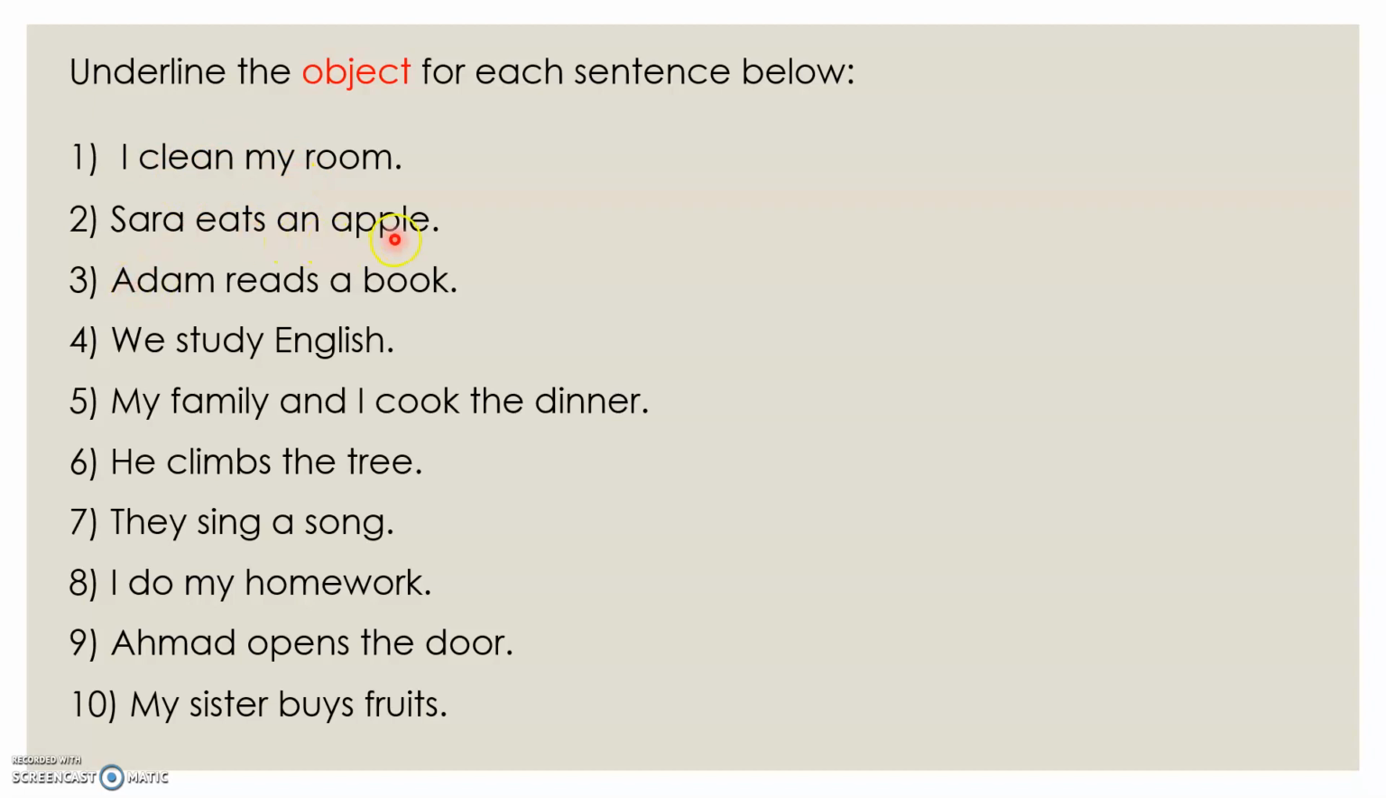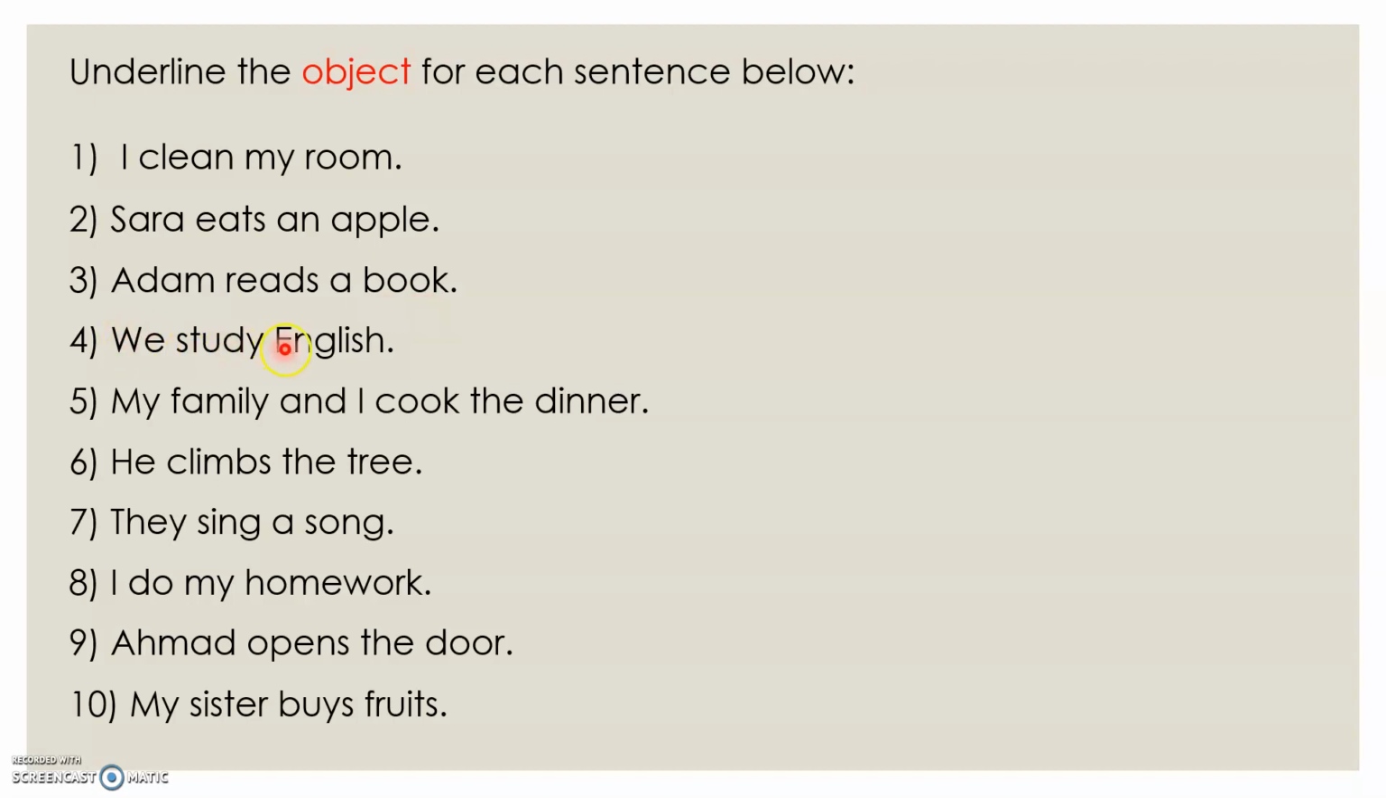Sarah eats an apple. What does Sarah eat? She eats an apple. So an apple, this is the object of the sentence. This is the thing that was affected by the action, which is eats. Adam reads a book. What does Adam read? He reads a book. So what was the thing that was affected by the action? The reading is the book. So the book is the object of the sentence.